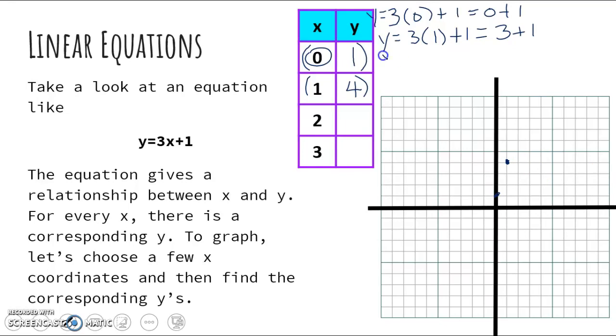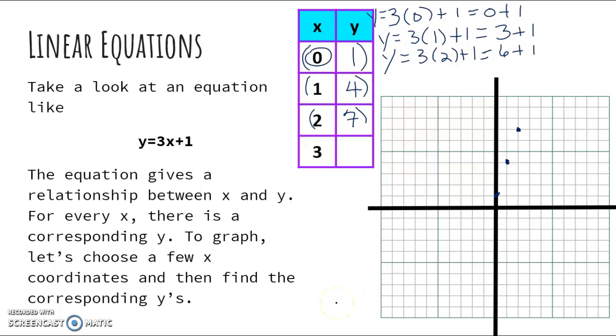Now we'll do 2. Y equals 3 times 2 plus 1. That would be 6 plus 1, which is 7. So now we have the point 2, 7. So we're going to go right 1, 2, and up 1, 2, 3, 1, 2, 3, 4, 5, 6, 7. And we're going to put a point. Points are not easy to draw with a mouse, by the way.